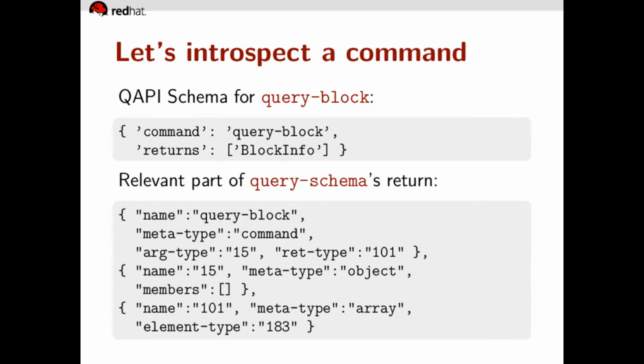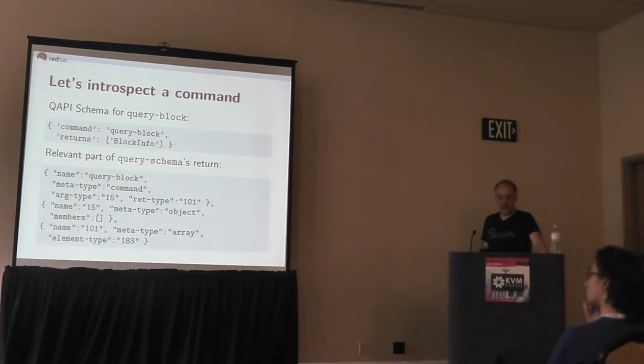So let's try it. Let's introspect a command, a simple one. I pick query-block. It takes no argument, returns an array of BlockInfo, whatever that is. On the top, you see the QAPI schema for the command. And on the bottom, you see what query-schema returns for it. And now let me show you how to read this.